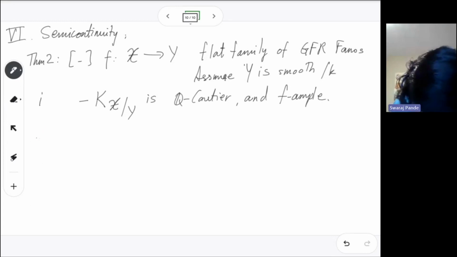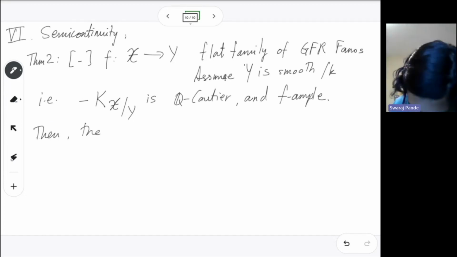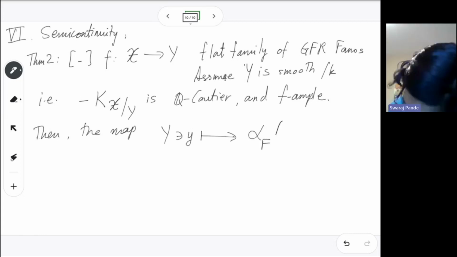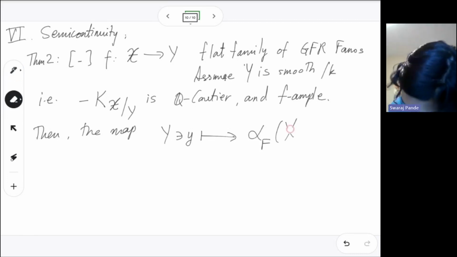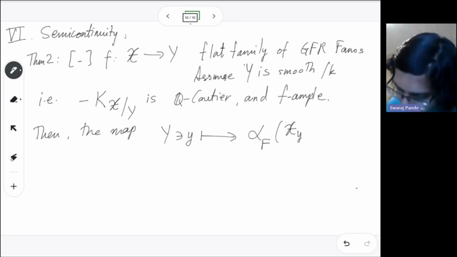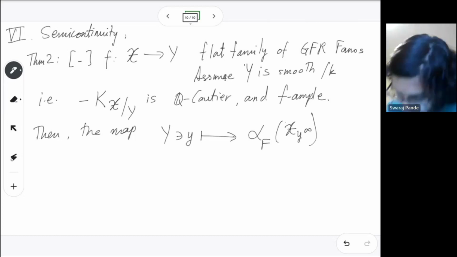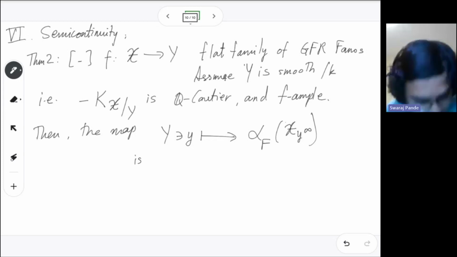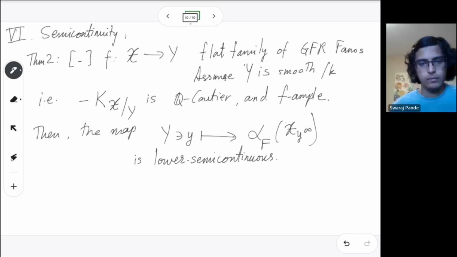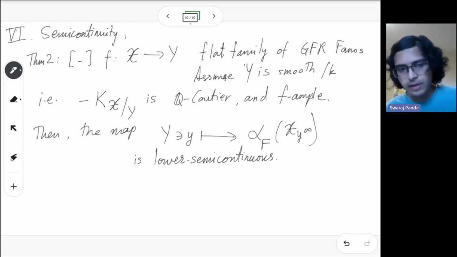In this situation, what we can prove is that the map sending y in Y to the alpha F of the fiber over y, but if you're not taking a closed point, it's not perfect, so we go to its perfection, is lower semi-continuous. Instead of the perfection, we could also go to the algebraic closure.